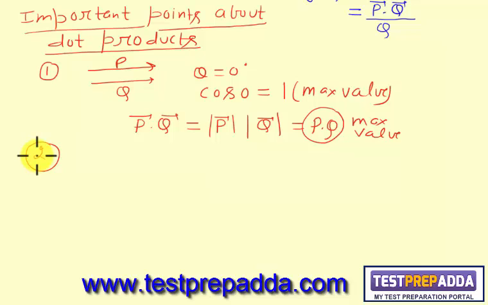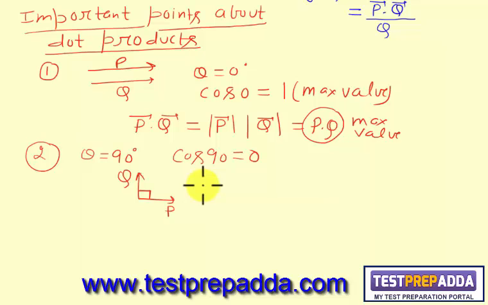If I take angle 90 degree, if theta is 90 degree, what will be the value of cos theta? Cos 90, it is 0. So, if vectors are perpendicular, then what will be the dot product? It will be 0. We can conclude from here.